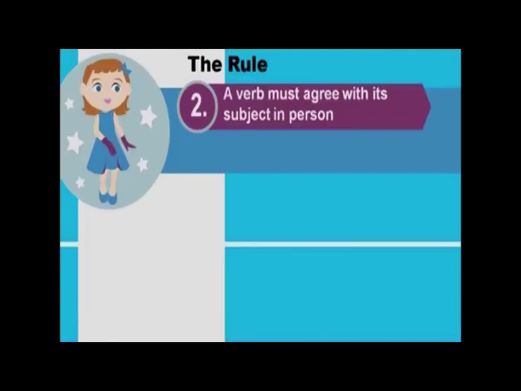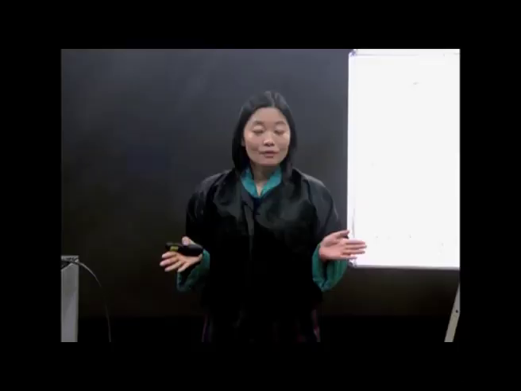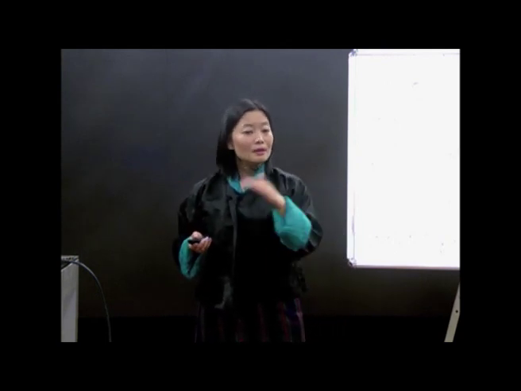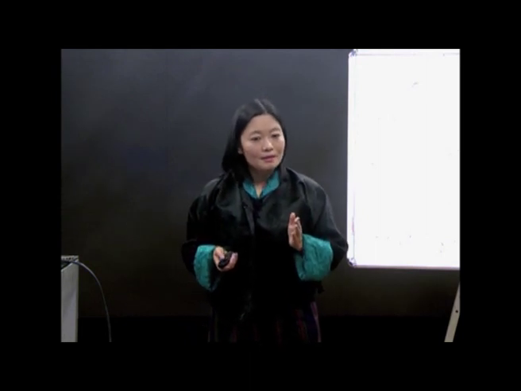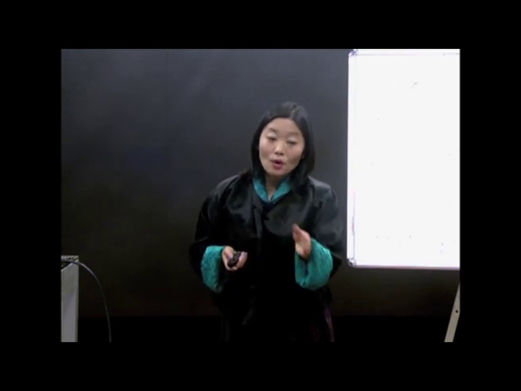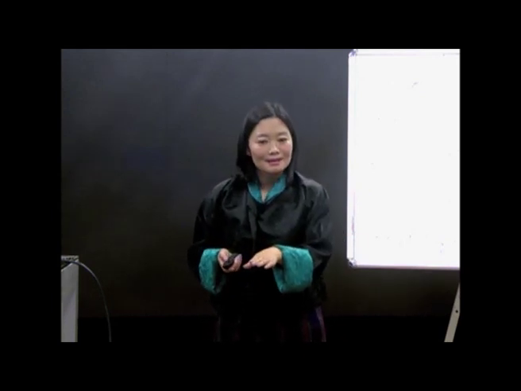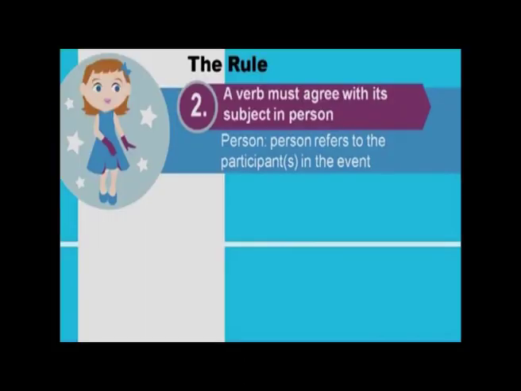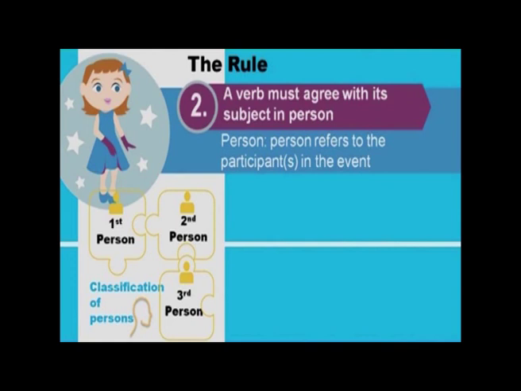Let's go to point number 2. Point number 2 says, verb must agree with its subject in person. We already talked about verb agreeing in number. This is regarding the verb with the person. When I talk about person, person is none other than the participant in the event or the subject in the sentence. Now, person is further classified into 3 different persons: first person, second person, and third person.